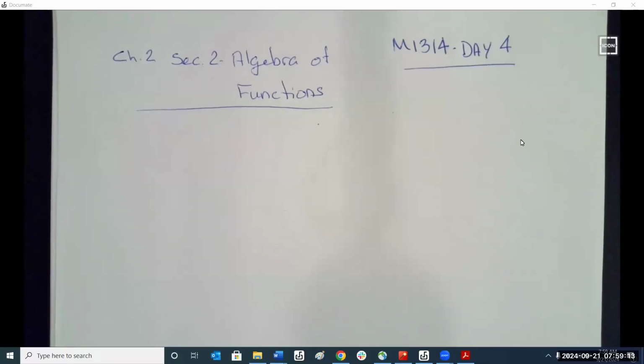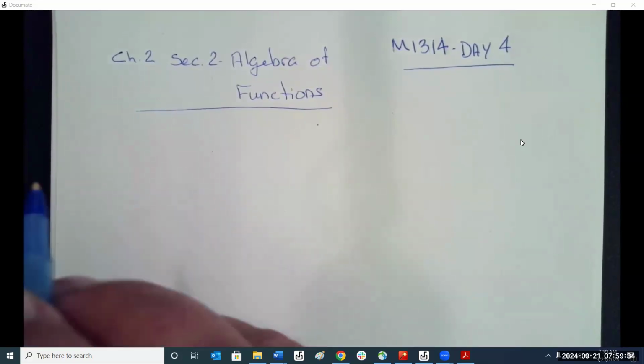All right, good morning, everybody. Today we're going to continue in chapter 2. Last time we talked about functions, how they're increasing, decreasing, the maximums and minimums, and defining piecewise defined functions. Now we're going to look at the algebra of functions.